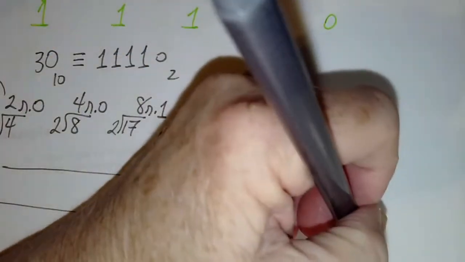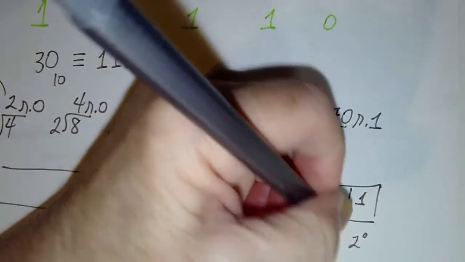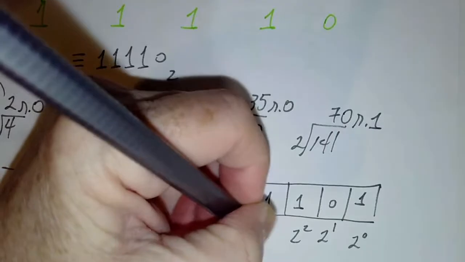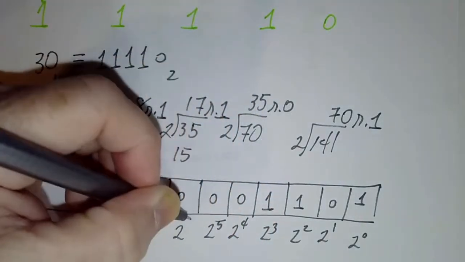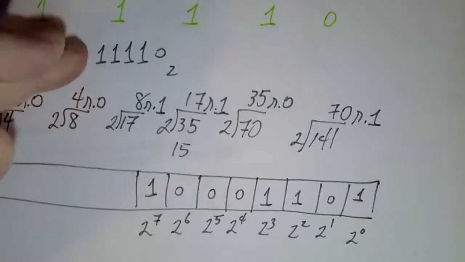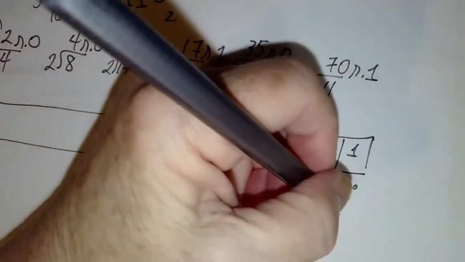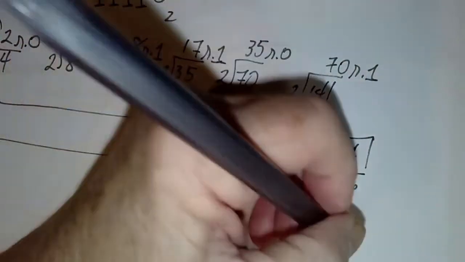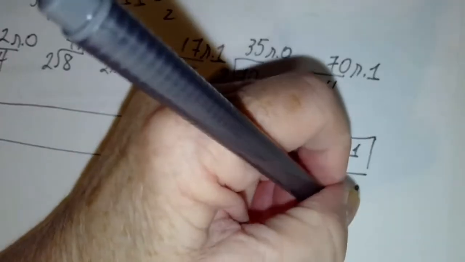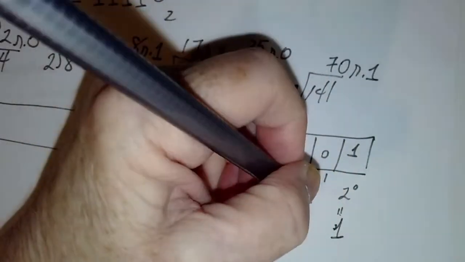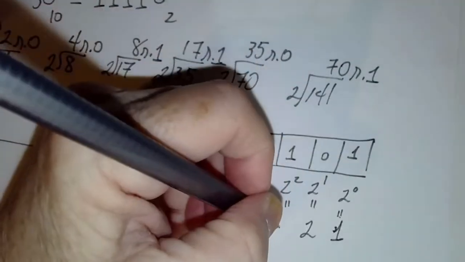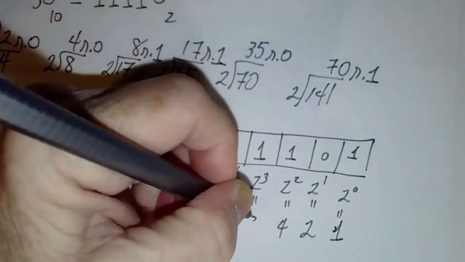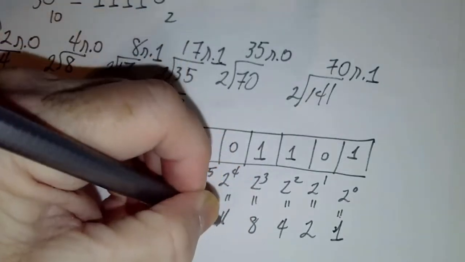And again we have 2 to the 0, 2 to the first, 2 to the second, 2 to the third, 2 to the fourth, 2 to the fifth, 2 to the sixth, and 2 to the 7th. Now let's see. Anything to the 0 except 0 to the 0 is 1. Anything to the 1 power is itself. 2 squared is 4. 2 cubed is 8. 2 to the 4th is 16.